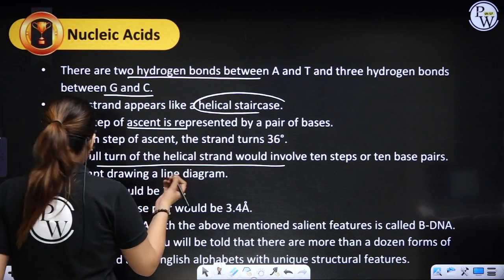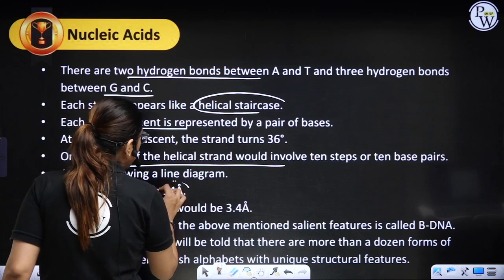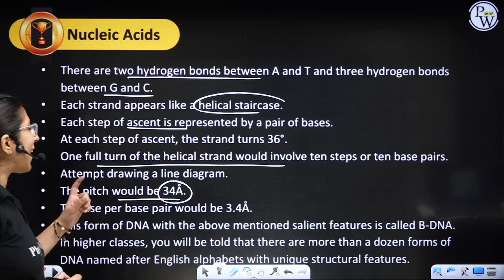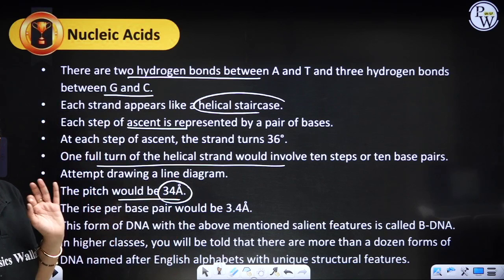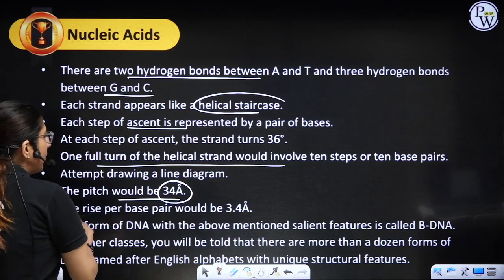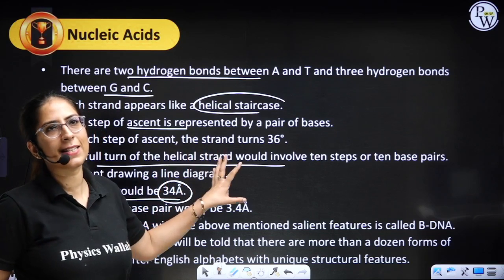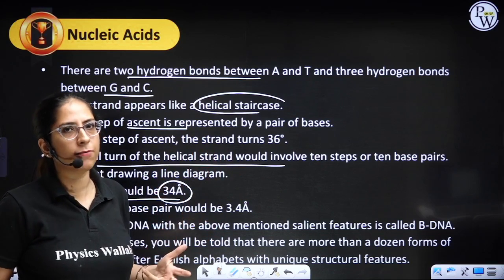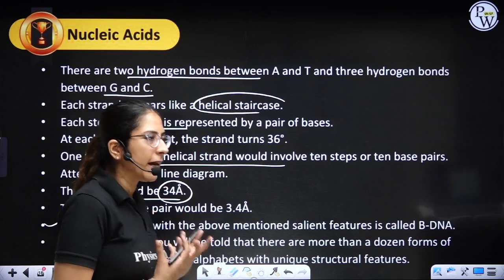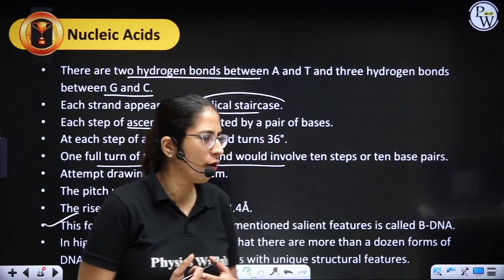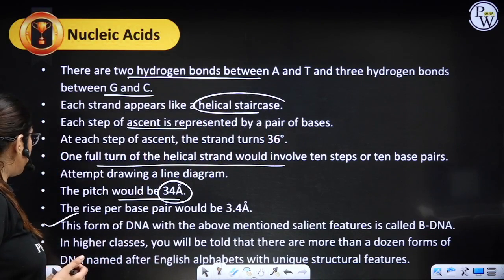The next one is the pitch, which is 34 angstrom, right? The rise per base pair is 3.4 angstrom. The form of DNA mentioned above is a classical example of B-DNA, majorly found in the human cell. Like this we have A-DNA also, we have Z-DNA also with us, right?